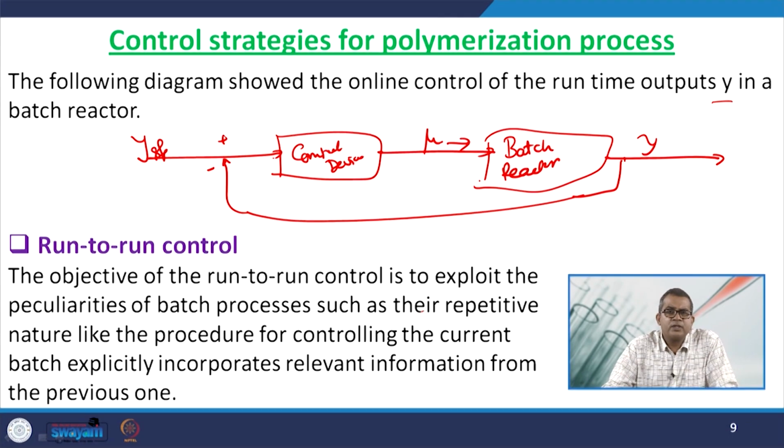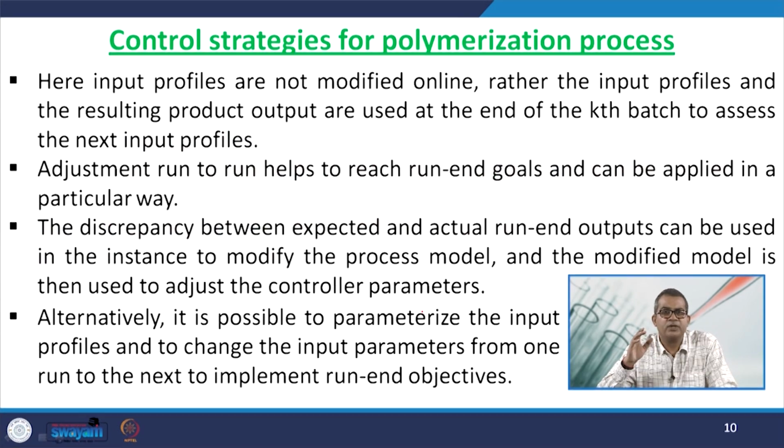The run-to-run control: the objective of run-to-run control is to exploit the peculiarities of batch processes, such as their repetitive nature, like the procedure of controlling the current batch reactor may explicitly incorporate relevant information from the previous one. So, this is the objective of this. Now, here the input profiles are not modified online. Rather, the input profiles and the resulting product output are used at the end of the batch to assess the next input profiles.